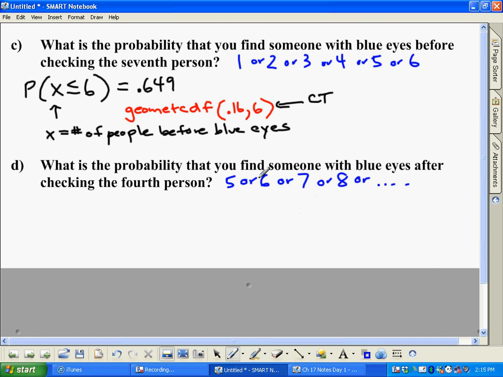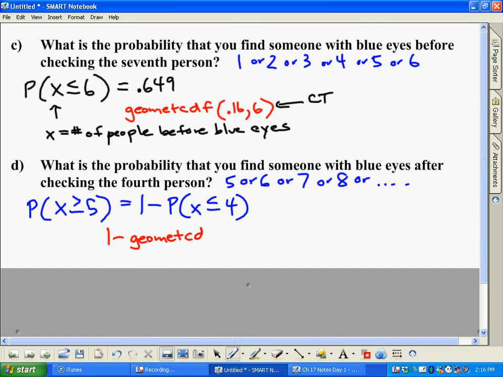So what you need to do in this case is, if you want to know the chance of 5 or higher, you need to think backwards. The opposite of 5 or higher is 4 or lower. So you're going to go 1 minus the chance that it happens on or before the fourth person. Once again, how do you do this on the calculator? You're going to do 1 minus geometCDF 0.16 comma 4, because we want it to happen on the fourth person or earlier.